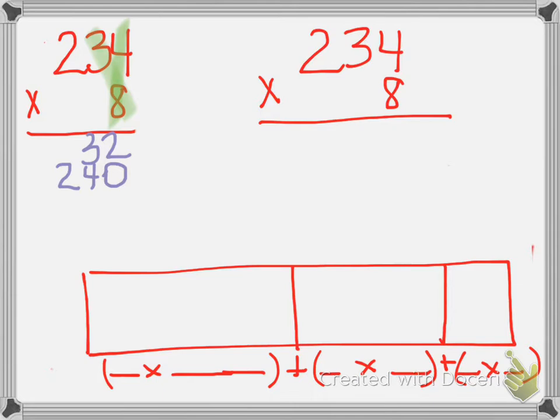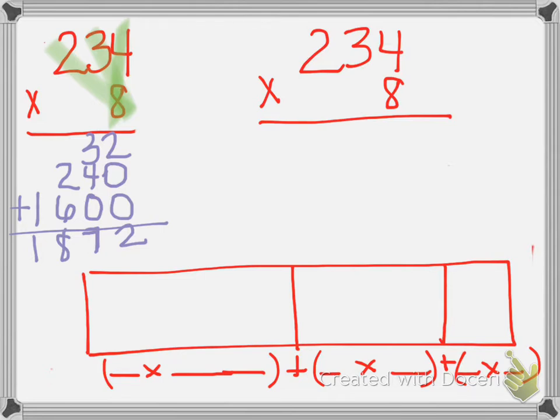And for this one problem, finally, I need to multiply 8 times 2 hundreds. Well, I know 8 times 2 hundreds is 16 hundreds. 16 hundreds. 2 placeholders to make this 16 hundreds. And now I can add. Ones place is 2. Tens place is 7. Hundreds place is 8, thousands place is 1. So 234 times 8 is 1,872.